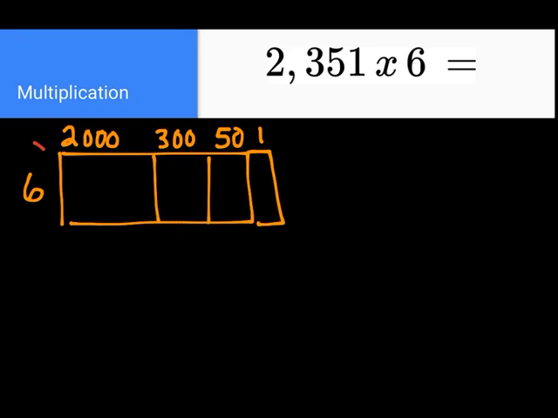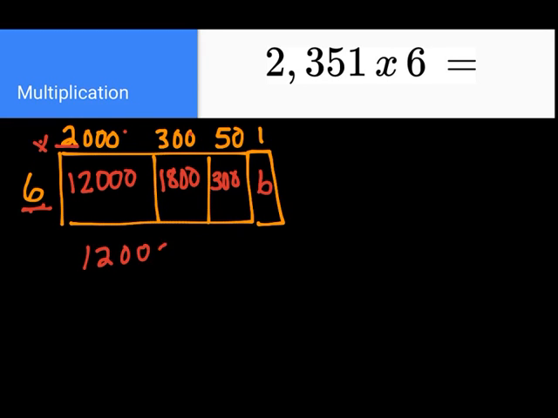Now all I have to do is multiply 6 times 2,000, 6 times 300, 6 times 50, and 6 times 1. So 6 times 2,000, we have 12 and 3 zeros. 6 times 3 is 18 and 2 zeros. 6 times 5 is 30 and 1 zero. And 6 times 1 is 6. Now all I have to do is take these partial products and add them up.